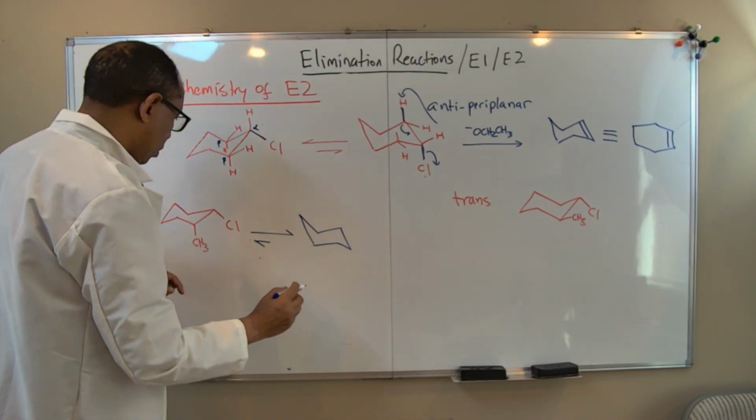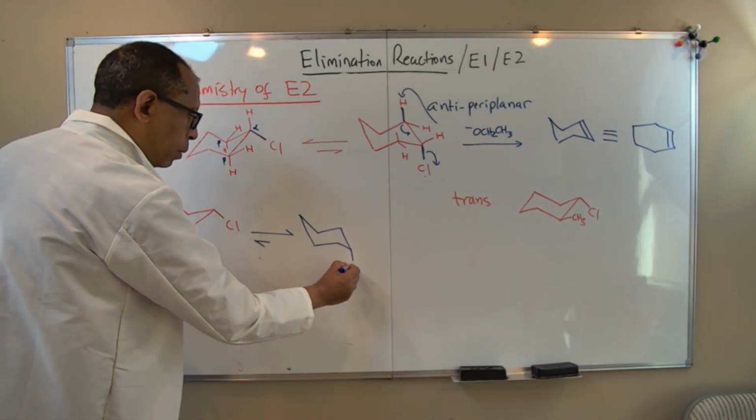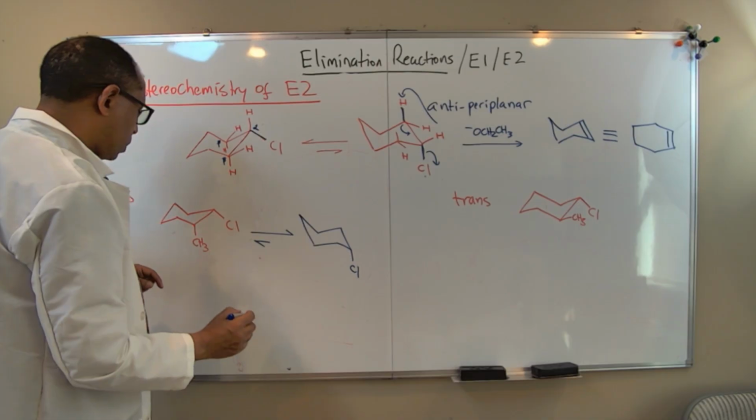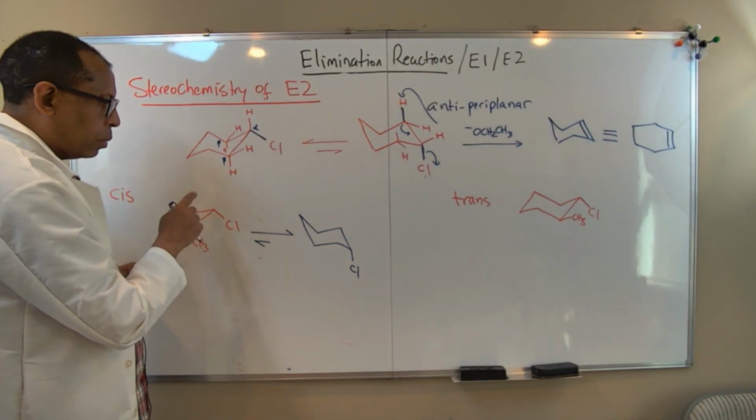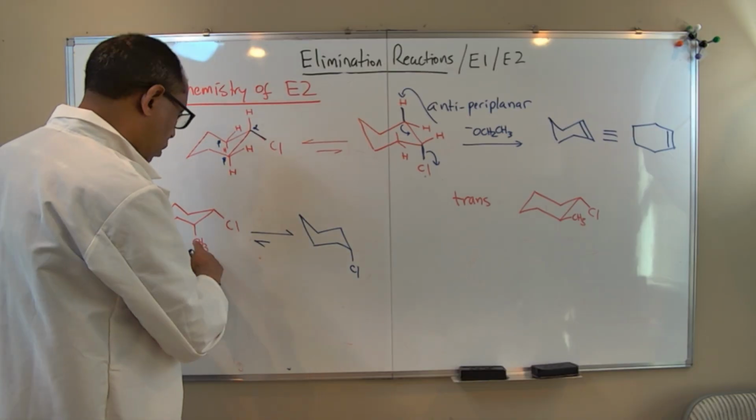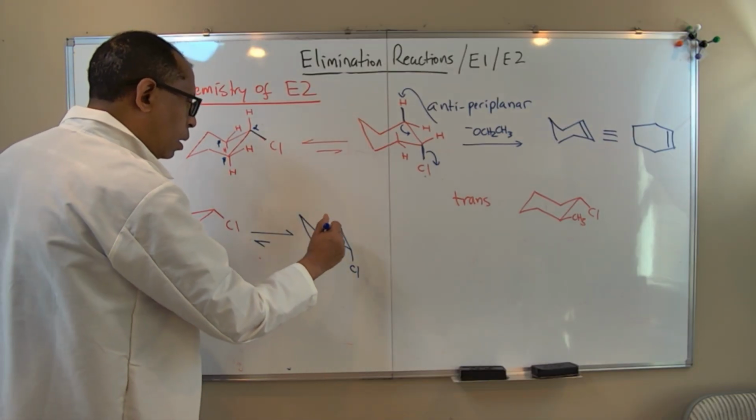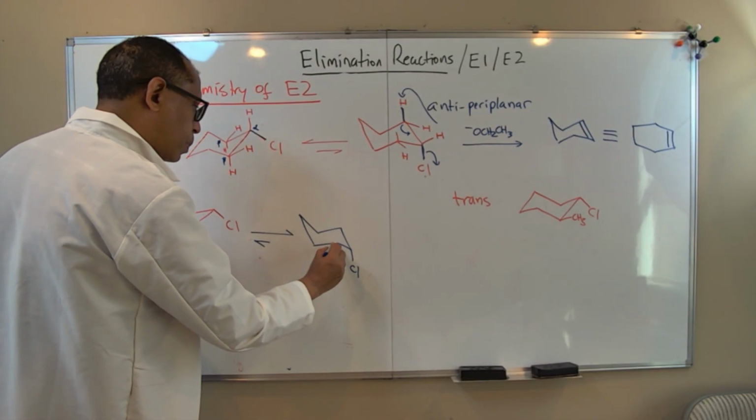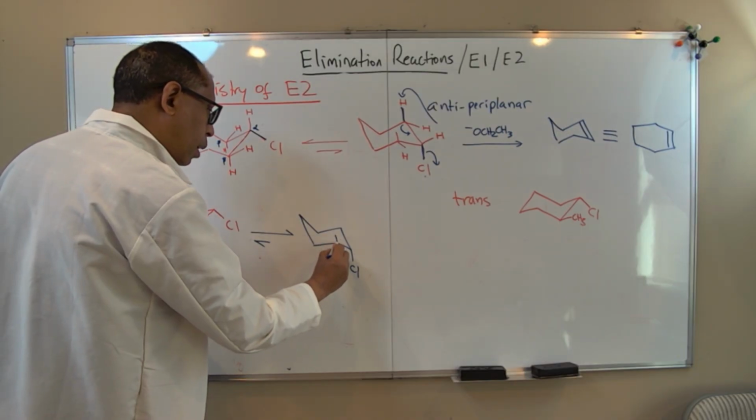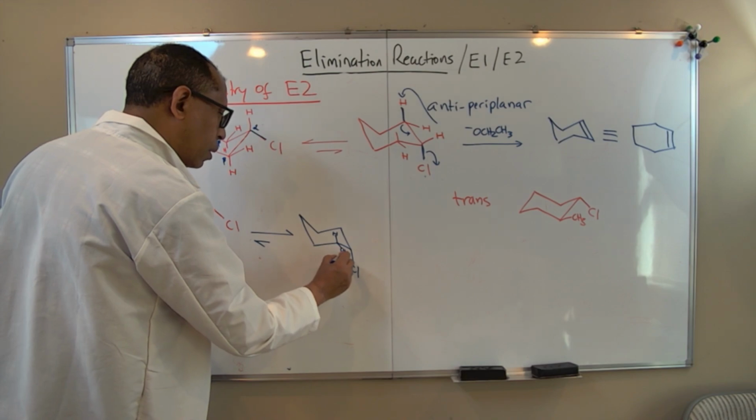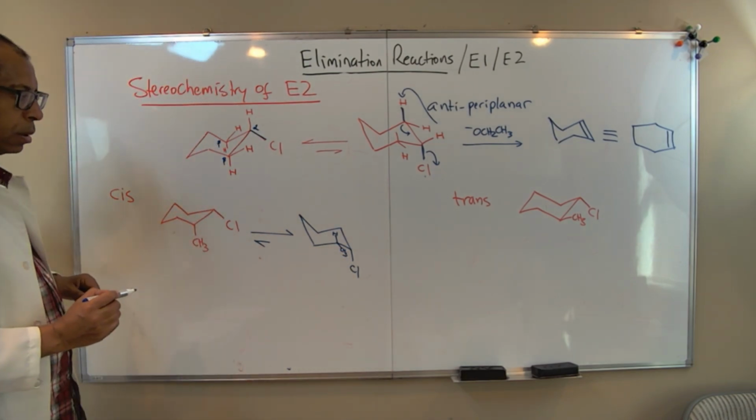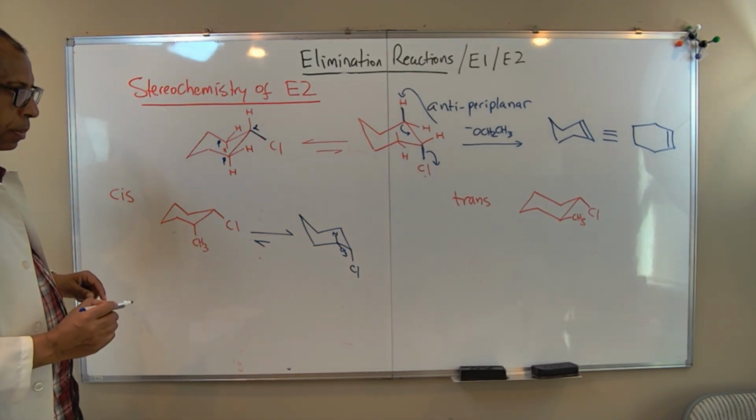Let's see how it looks. The chloride would be axial, and here the methyl group would be equatorial. So in the two position, it would be equatorial. So this would be hydrogen axial, methyl group equatorial. So this is what the conformer looks like.